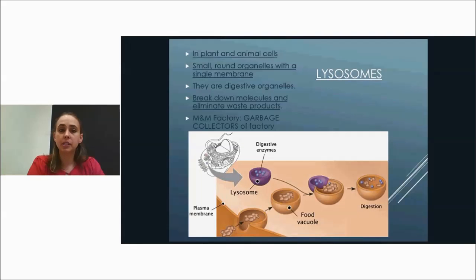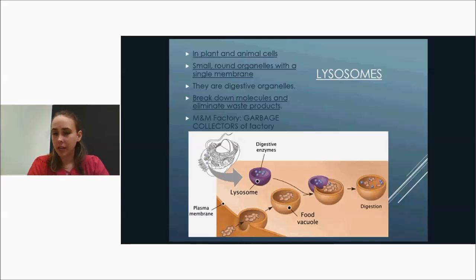Those are only in eukaryotic cells. A lysosome is a special type of vacuole that holds nutrients and digests them. It has digestive enzymes in it, so it breaks it down so that the cell can use the components in there for fuel. So they're in plants and animal cells. They're small round organelles with a single membrane. They're digestive organelles, so they do contain digestive acids inside there.